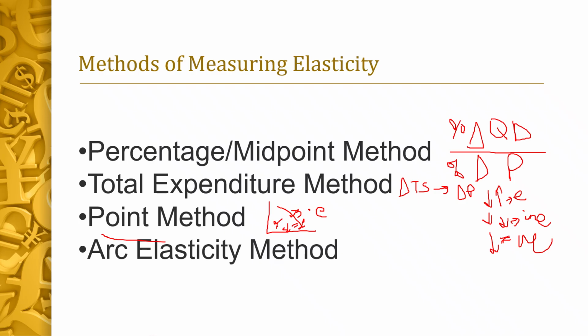For example, we see that there is a price change from rupees 100 to rupees 70 and the quantity demanded rises from 50 to 120 units. So here arc elasticity gives a more balanced result as compared to the point method. So we see that whenever there are small changes, the point method is used, and when there are major changes, the arc elasticity method is used.